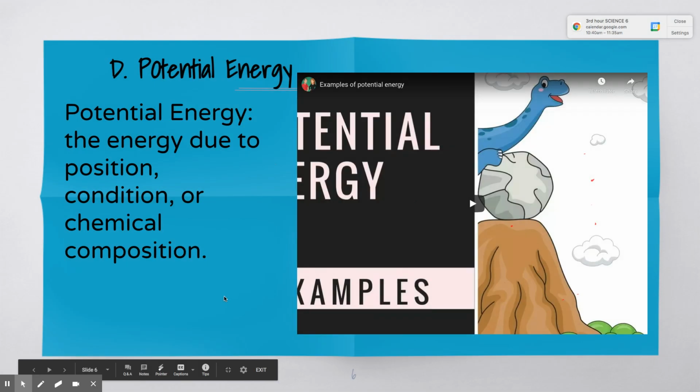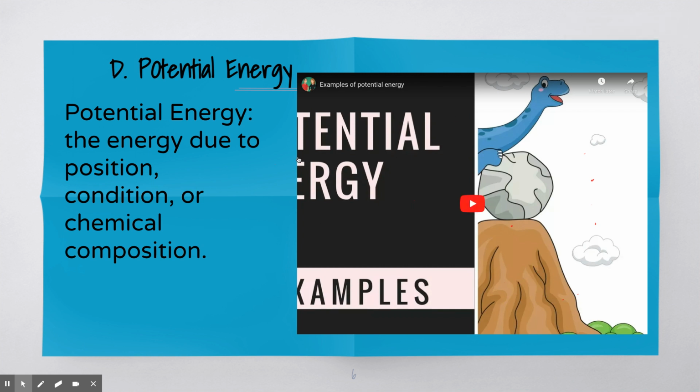All right, now we're moving on to potential energy. Whereas kinetic energy is the energy that an object has due to its motion, potential energy is also known as stored energy. It's the energy that an object has due to its position, condition, or chemical composition. So let's watch a little example video here.